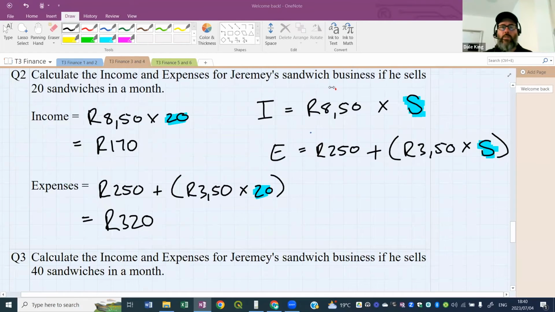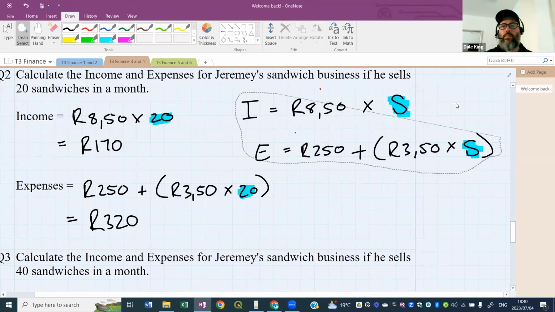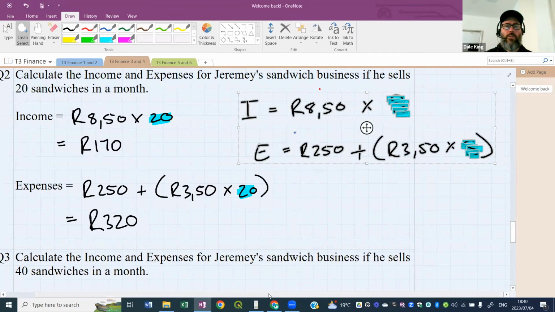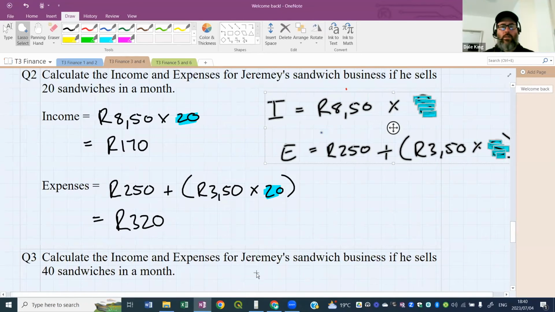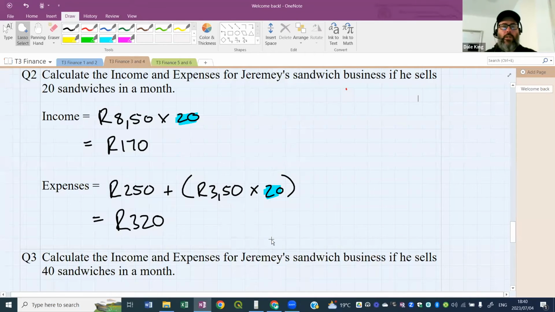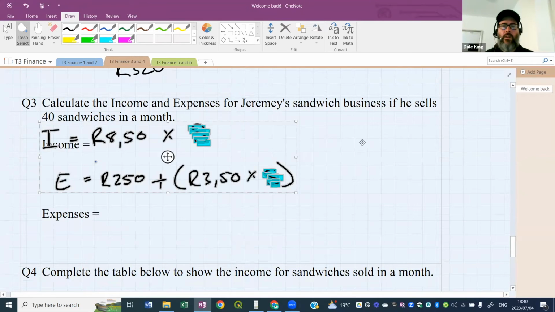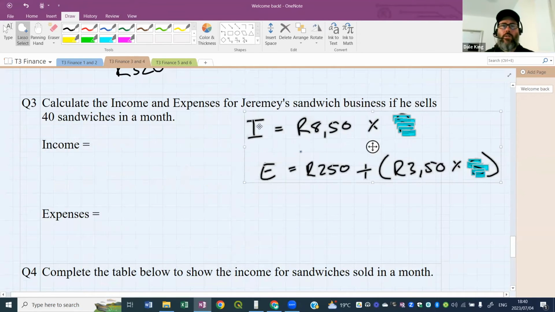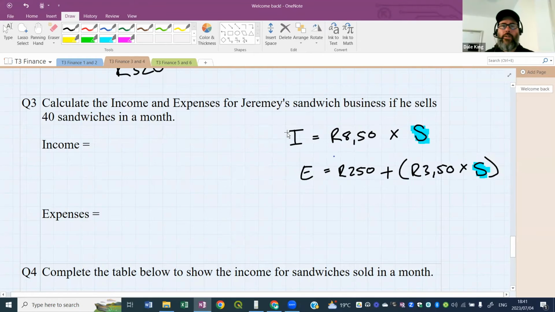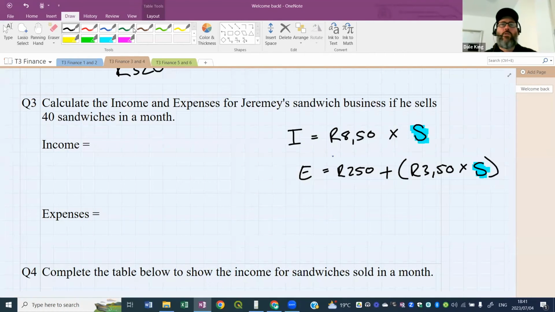Question 3. Calculate the income and expenses for 40 sandwiches, please. There's the next question. You guys do it. I'll give you 2 minutes. 40 sandwiches. I'll put the equations up here again. All right, there are the equations. I'll make it a bit smaller. Income and expenses for 40 sandwiches, please. All right, numbers are coming in.